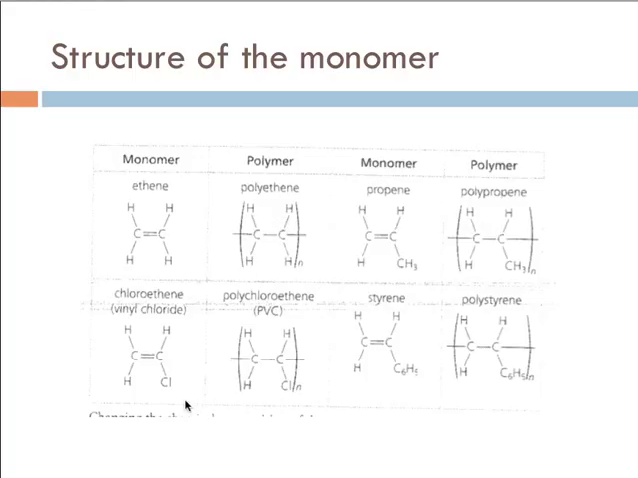Then we have chloroethene with this chlorine atom, forming polychloroethene, also known as PVC, and then styrene with this hexyl group, forming polystyrene.